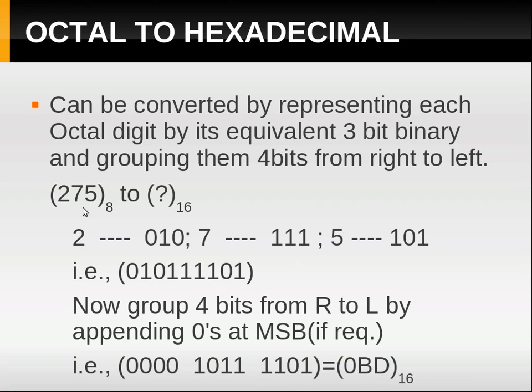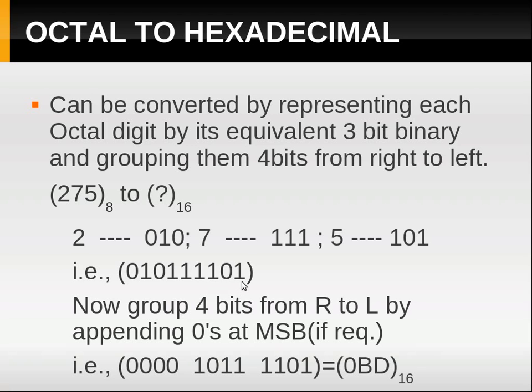Here I have 275, which is an octal number. Now I have to convert it into hexadecimal form. So what is the first step? I have to represent every digit of this octal in binary form, that is in 3 bits. So 2 is represented by 010, 7 would be represented by 111, and 5 would be represented by 101. Now club the groups, that is 101, 111 and then 010. Now what is the next step? I have to group 4 bits from right to left, by appending zeros at the MSB if required. As I said, if there are fewer than 4 bits in a group, then I have to append zeros, right?